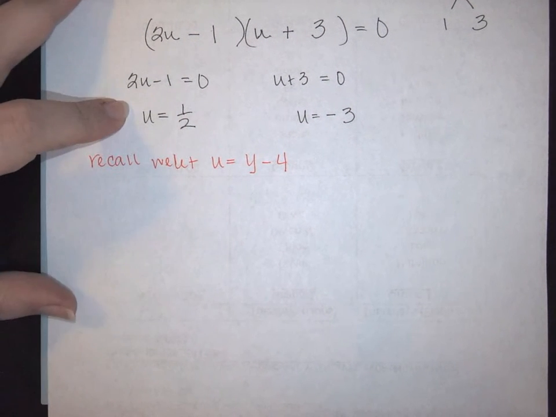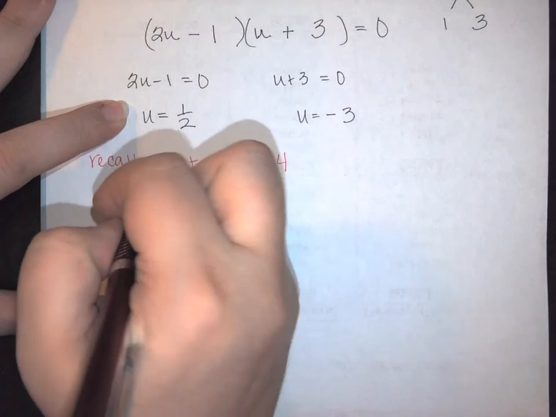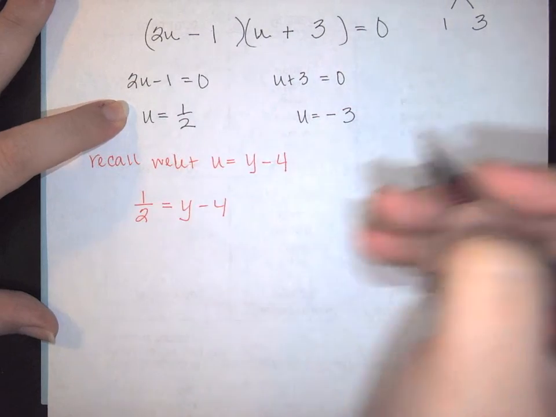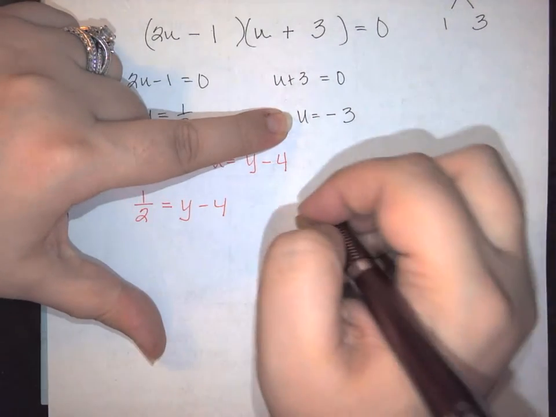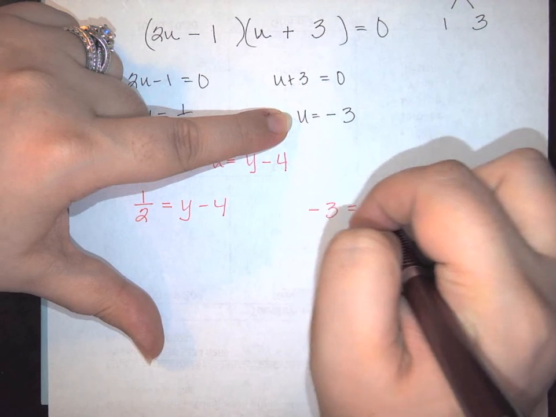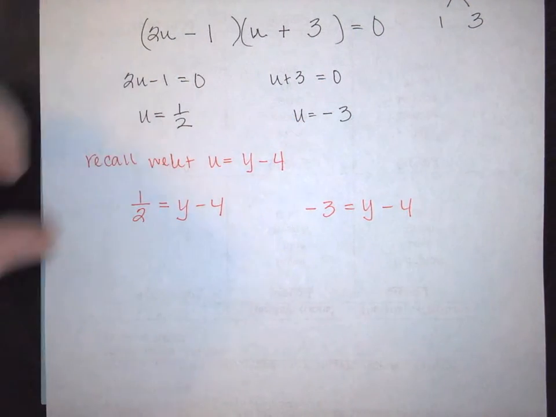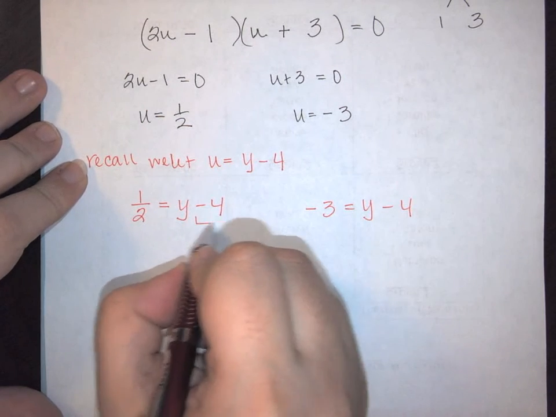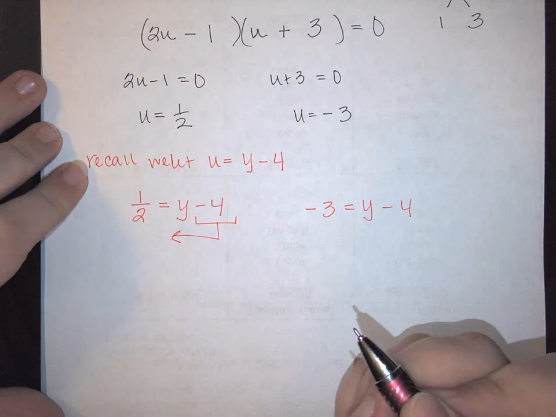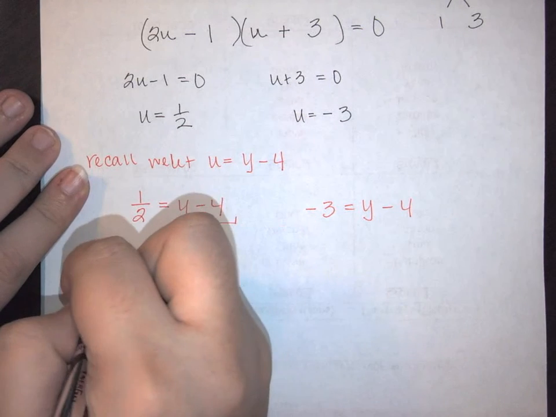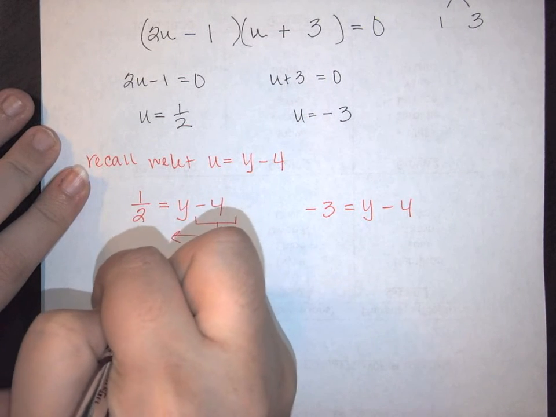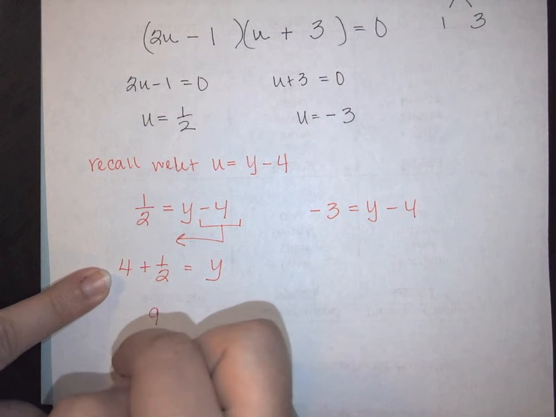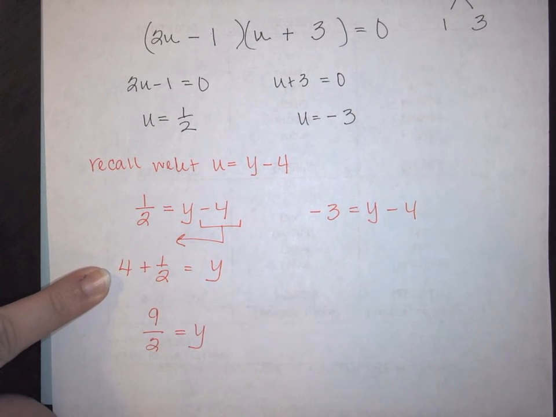In this case, we know that u is 1/2, so I know that 1/2 has to equal y minus 4. I also have that u is negative 3, so I know that negative 3 has to equal y minus 4. In both of these, I have to move the 4. So I'm going to take it and shift it. Because it's negative, to move says add. So I'm going to have 4 plus 1/2 is equal to y. When I combine my fractions, we get that 9/2 is equal to y.